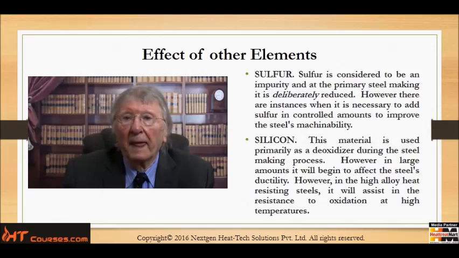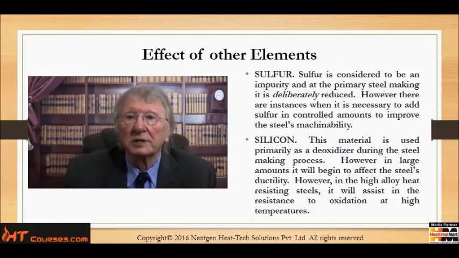Silicon. This material is used primarily as a deoxidizer during the steel making process. However, in large amounts it will begin to affect the steel's ductility. However, in the high alloy heat resisting steels, it will assist in the resistance of oxidation at high temperatures.